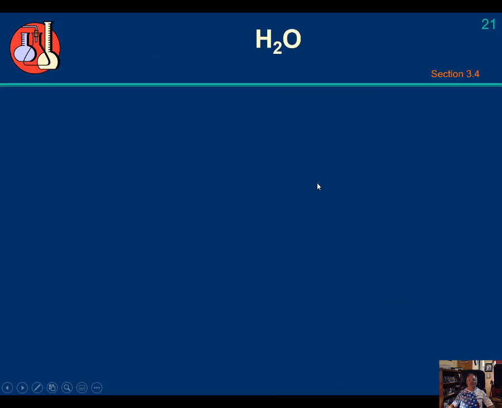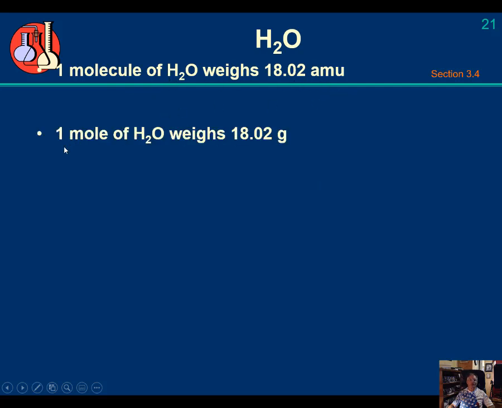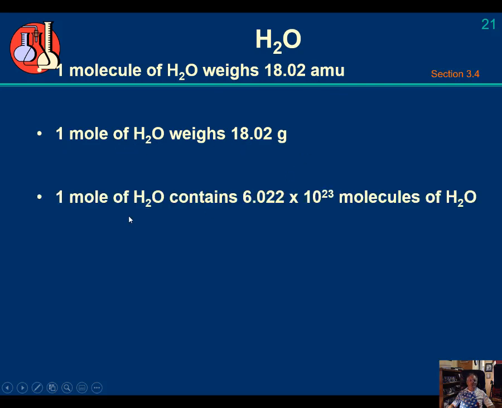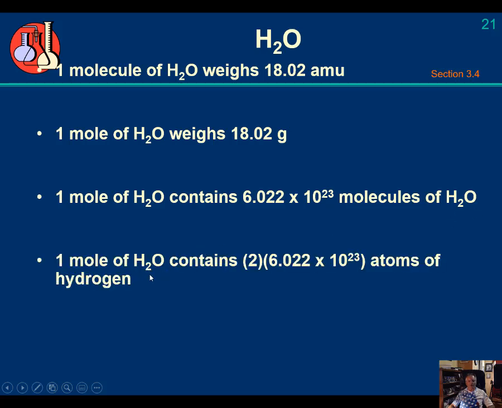All right. So let's do some calculations. All right. So 1 molecule of water weighs 18.02 AMU. 1 mole of water weighs 18.02 grams. 1 mole of water contains Avogadro's number of molecules of water, and 1 mole of water contains 2 times Avogadro's number atoms of hydrogen. It's really just looking at the ratio, guys. The ratio is the same.